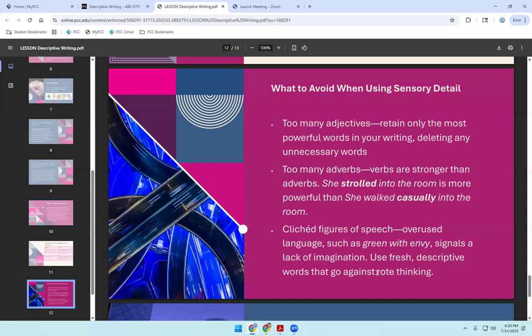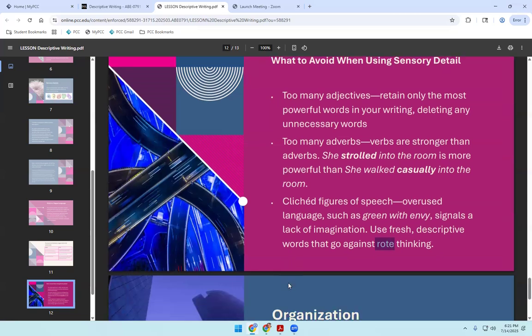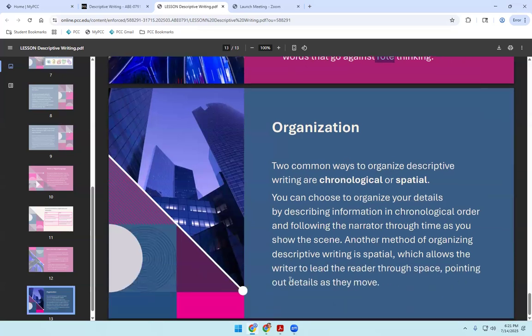Words that go against rote thinking. Anybody hear that term before, rote? If you learn something by rote, it is pure memorization. So it's not using any critical thinking. It's just like, I heard this once and I'm going to repeat it. I don't even necessarily know what it means, but I heard it and I'll say it. That's what learning something by rote or rote thinking would consist of. You're not really engaging with it or thinking about it.